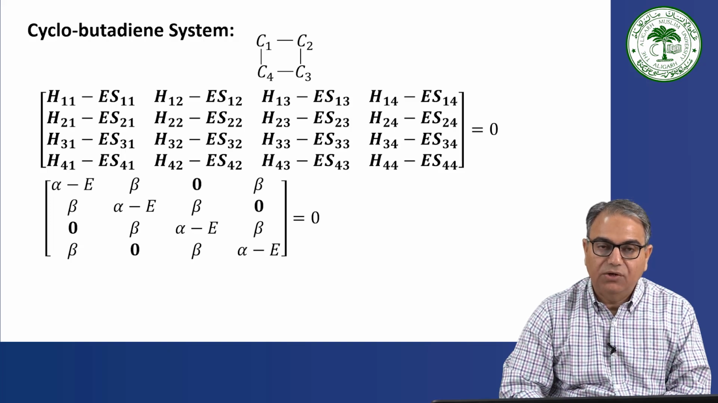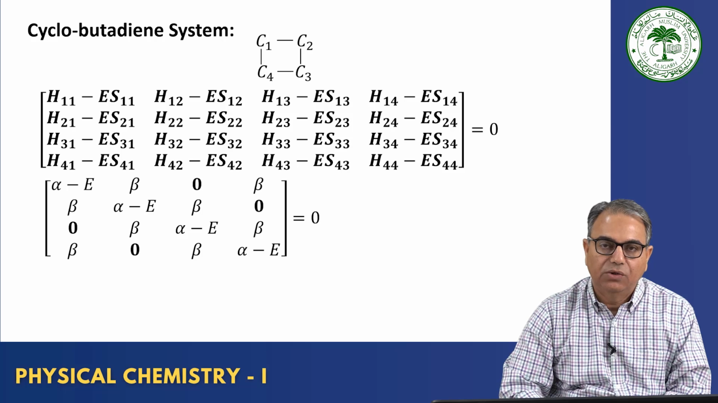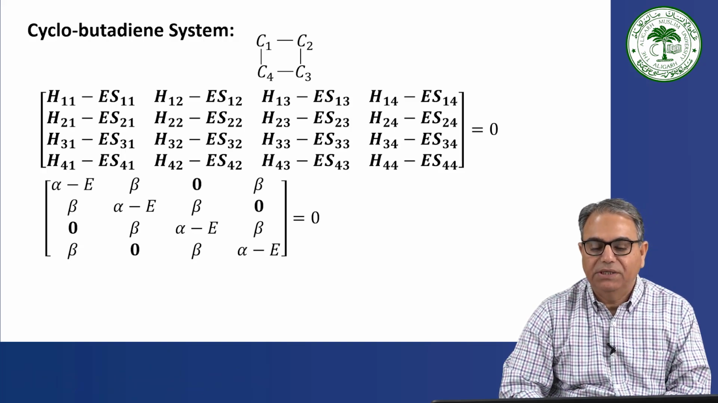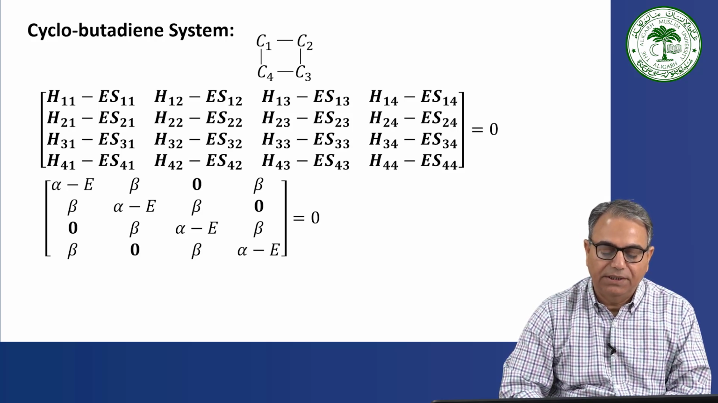In the second row, the first element is beta, that is 2,1, so 2,1 is bonded, so beta, 2,2 is alpha minus E, and 2,3 again will be bonded, so it will be beta, but 2,4 is not bonded, so it will be 0. In the third row, the first element will be H31, and 31 is not bonded, so it will be 0. Okay. Then H32 is bonded, so it will be beta. 33 will naturally be alpha minus E, and 34 is also bonded, so it will be beta.